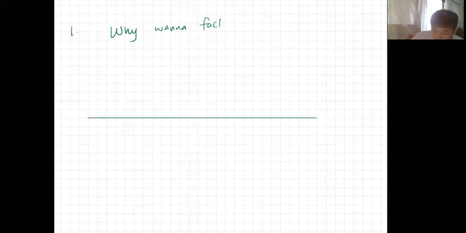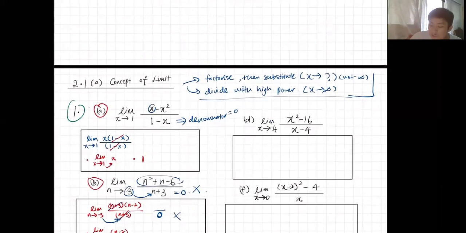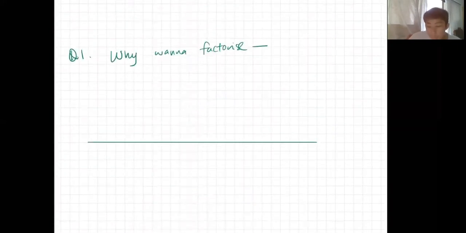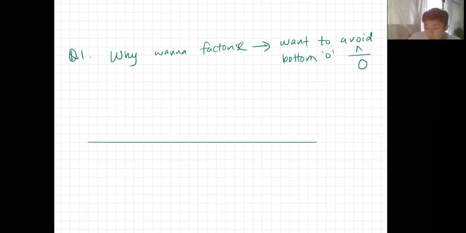Question 1. We are talking about question 1. Why do you want to factorize? Question 1 is basically this question number here. You can be answering me now already, because you want to avoid bottom 0. I hope you understand what is bottom 0. Basically, denominator to be 0, something over 0. We don't want this one. So how to avoid that is by factorizing.